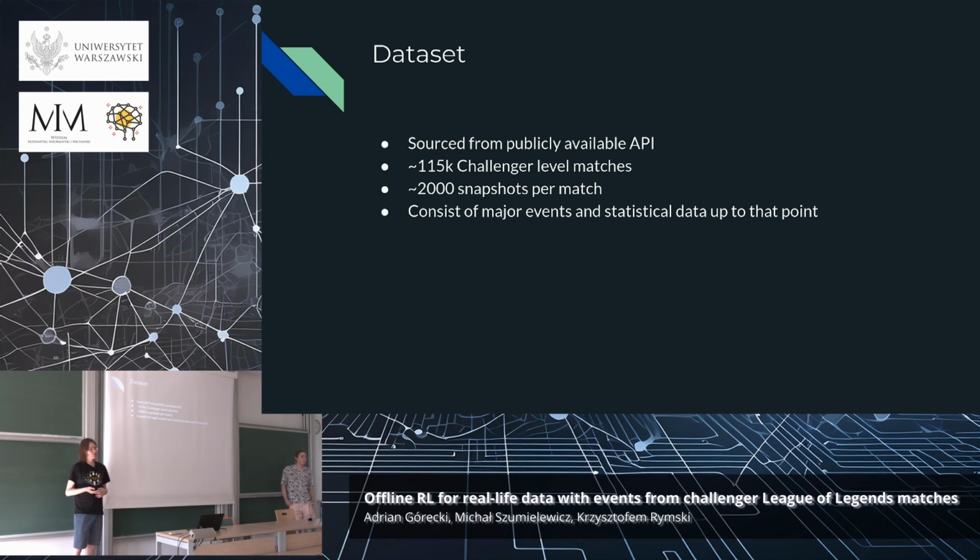In each of the matches, we had around 2,000 snapshots per match, though it varied quite a lot from match to match. Each snapshot contained information about what happened in a given moment of the game, and statistics of all champions and everything that was in the game at the time. So, for example, if someone gained a new level, it was noticed. If one of the players died, it was in the dataset, and all events like that were there.